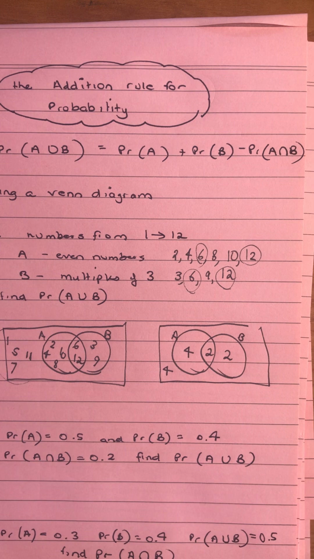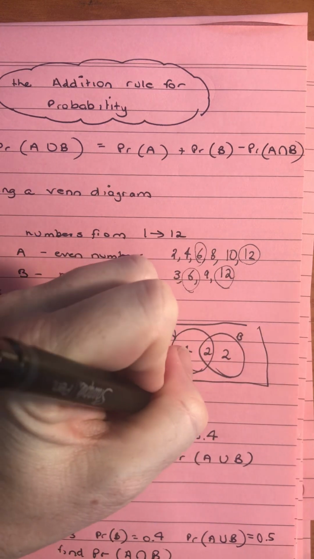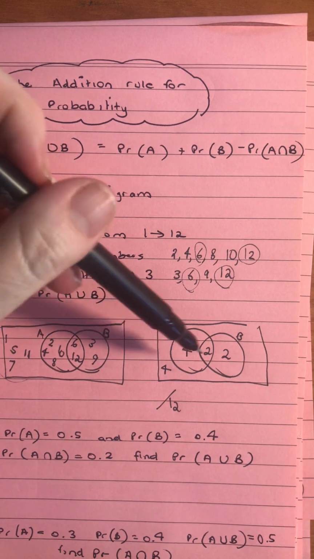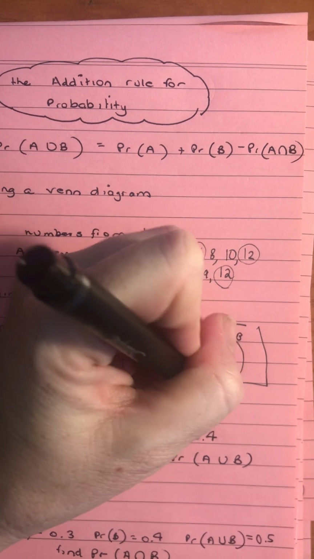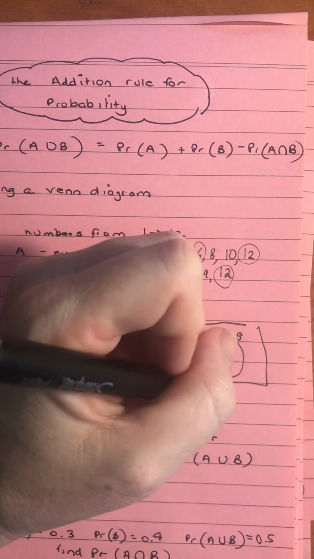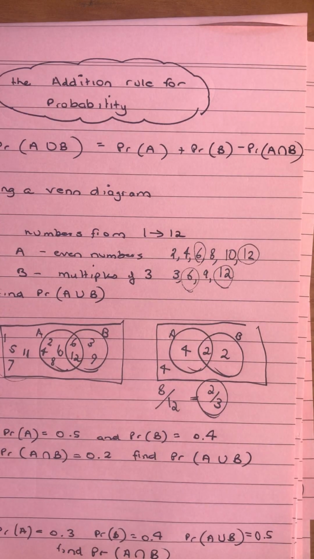So I can then find the probability of A union B. I know I've got 12 numbers altogether, so it's going to be over 12. And I've got 4 plus 2 is 6 plus 2 is 8. And that becomes, if I divide by 4, 2 over 3. So I've got my probability of 2 over 3.